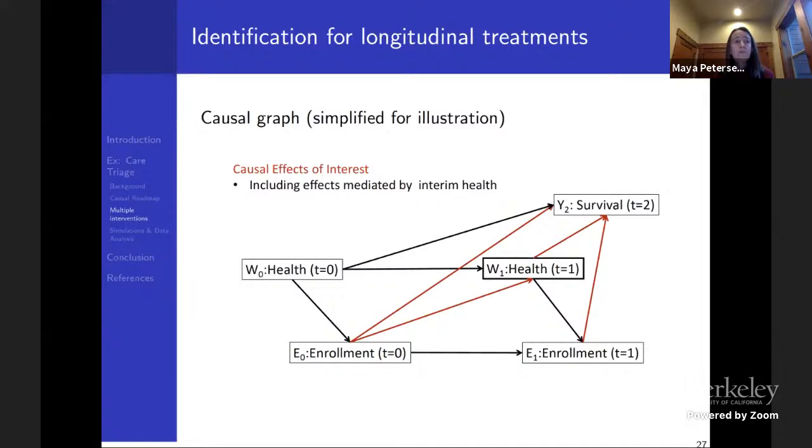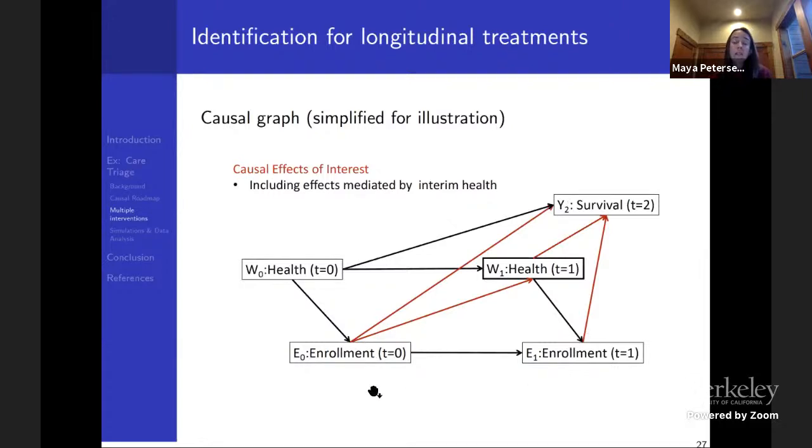Clearly, the observed data structure that we just discussed would be a more complex graph involving more time points, as well as a right censoring process. But I think this graph serves to make the point, which is that a really core difference when we go after these longitudinal effects is that we're interested in the effect of multiple treatment decisions over time. So in this case, for illustration, the effect of enrollment at time 0 on the final outcome and enrollment at time 1 on the final outcome.